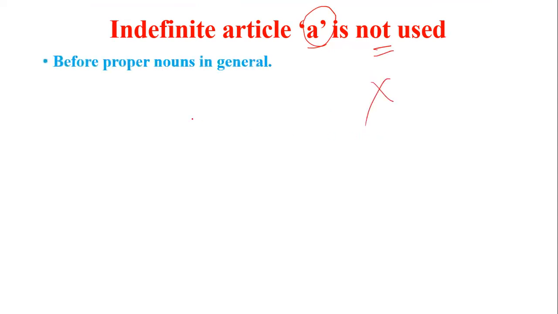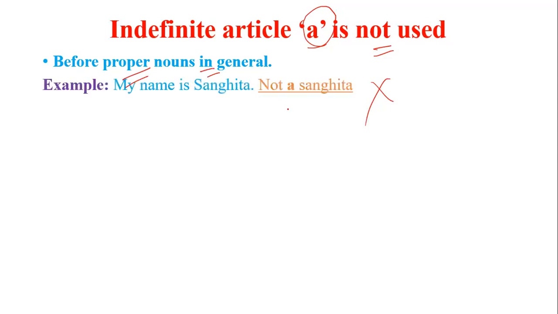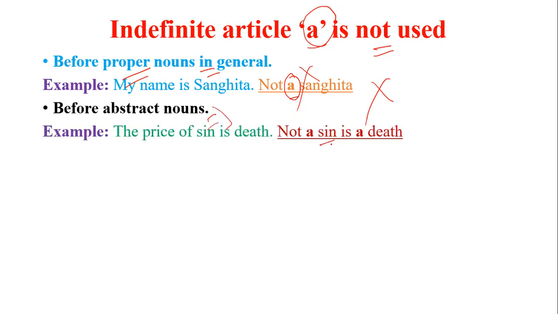Then we have where the indefinite article A is not used, where we can't use it and it would be wrong. Before proper nouns in general. If the noun is proper, we can't use article A. Like, my name is Sangeeta. We can't say a Sangeeta. It's wrong. Then we can't use it before an abstract noun. I already told you that it's not used before abstract nouns. Not a scene, a death, we can't use.